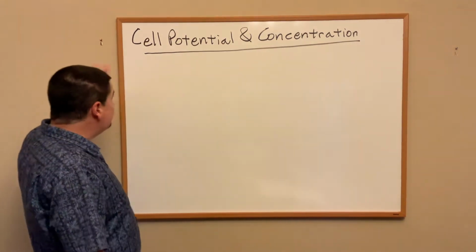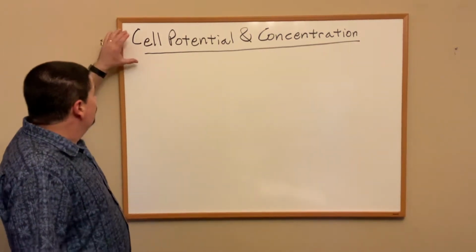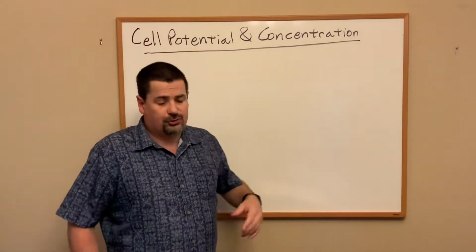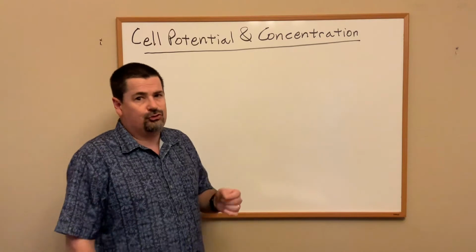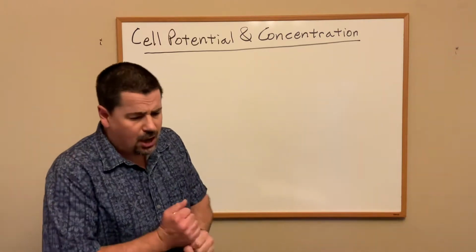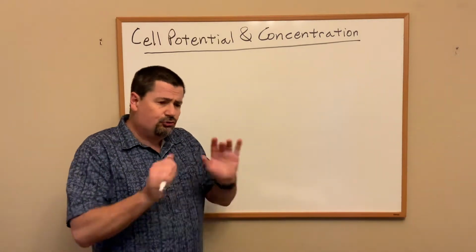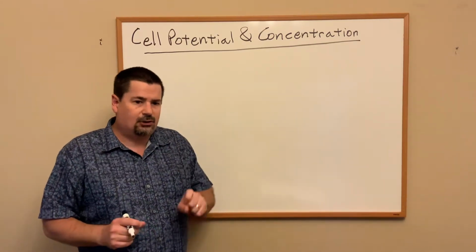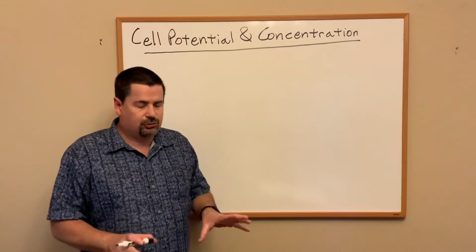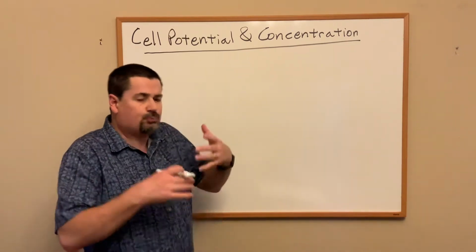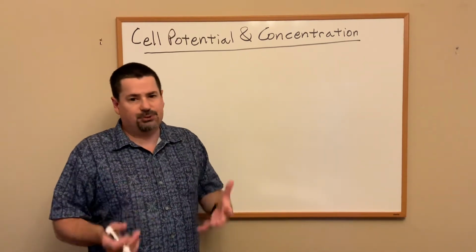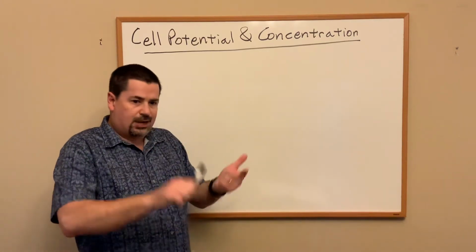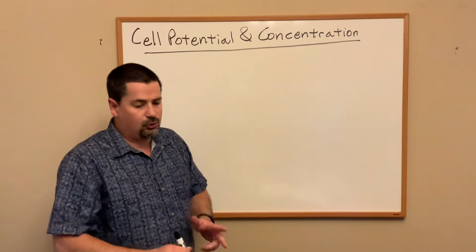Today, or in this video, I should say, I'll talk about cell potential and concentration, and I'll also introduce the Nernst equation. So far, we've just looked at cell potentials when all of the solution concentrations are 1 molar. That's part of the definition of standard reduction potential. We have standard conditions, so gases are 1 atmosphere, solutions are 1 molar.